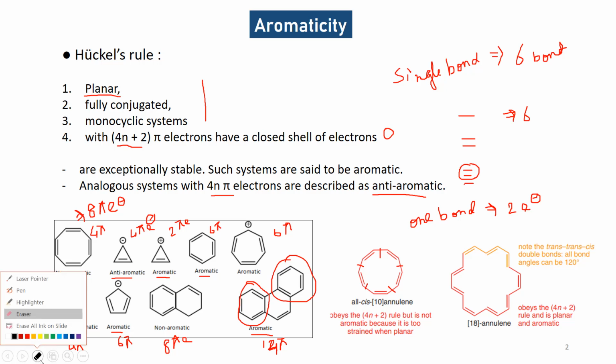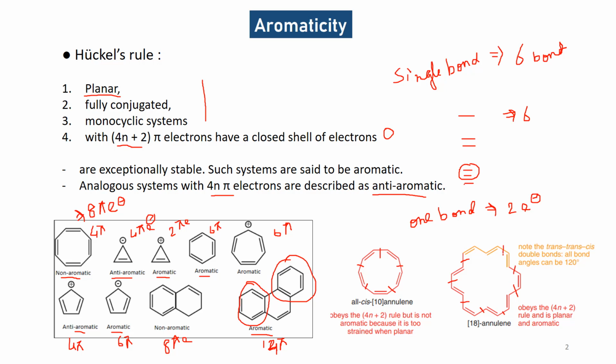Now if you see the next one, here you can see all the double bonds are not cis. Here this is trans, here this is cis, trans, cis, trans, trans, and this is cis. So here the bonds are a mixture of cis and trans.